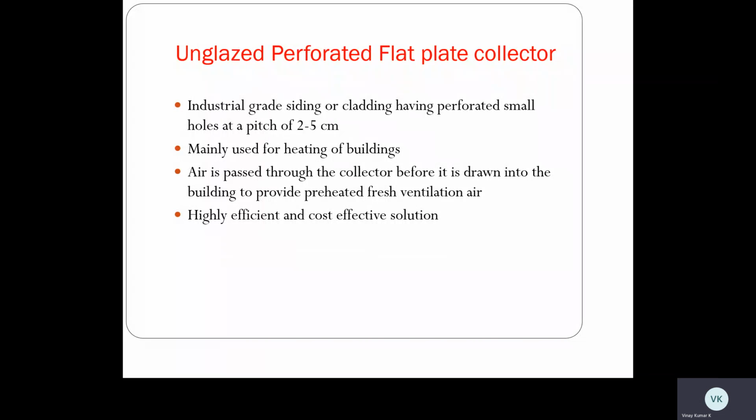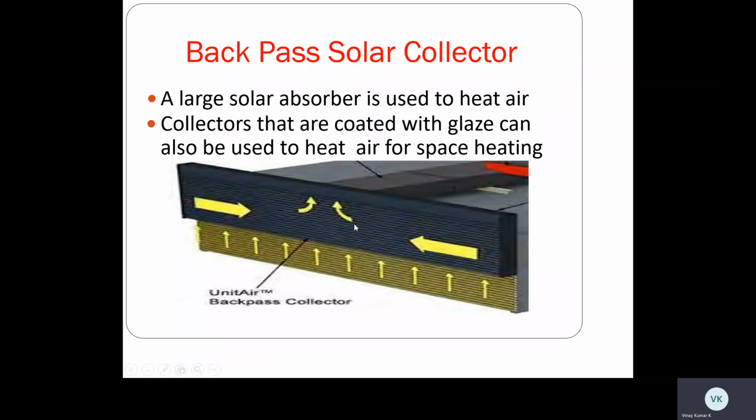Here, the next thing is backpass solar collectors. This is the backpass solar collector, where a large solar absorber is used to heat air. Air is used as the collecting medium here. So the solar absorber is used to heat air, and collectors that are coated with a glaze can also be used to heat air for space heating. For applications of space heating, we use a collector with a glaze to heat the air.